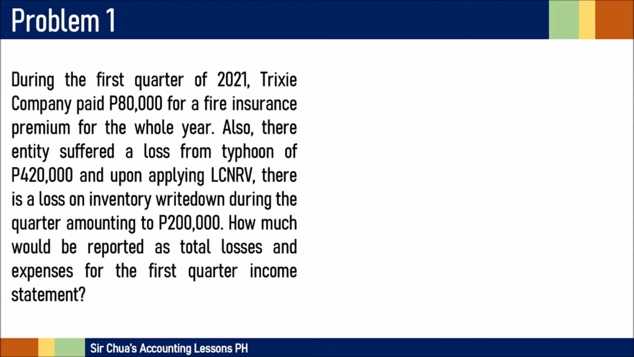During the first quarter of 2021, Trixie Company paid $80,000 for a fire insurance premium for the whole year. Also, the entity suffered a loss of typhoon of $420,000, and upon applying lower of cost and NRV, there is a loss on inventory write-down which is $200,000. Nangyari daw po lahat yan ng first quarter ng 2021. The question is, how much would be reported as total losses and expenses in the first quarter?